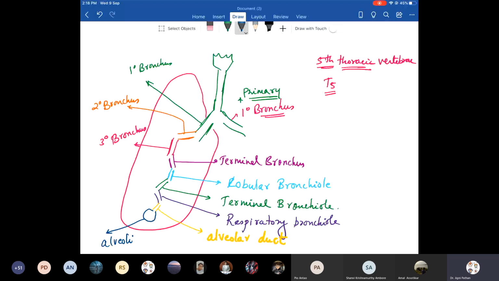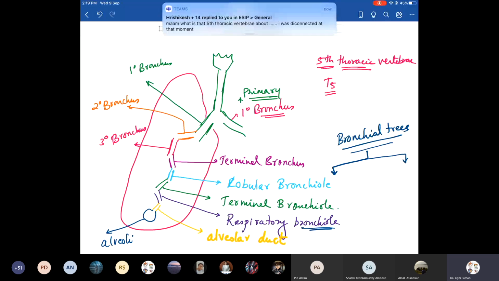So all this from primary bronchus to the respiratory bronchiole, what does it make? It makes the bronchial tree. The bronchial tree is the branching that appears from primary bronchus to respiratory bronchiole. This is called the bronchial tree. Now, this bronchial tree is divided into two.